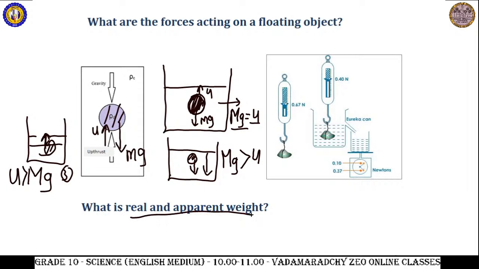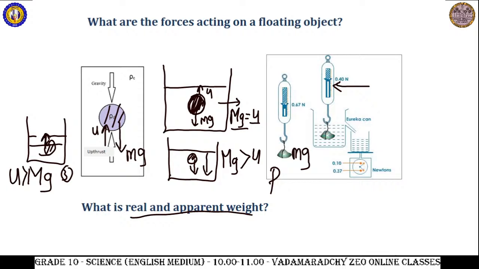There are two terms we are going to use, that is real weight and apparent weight. The real weight is the gravitational force acting on the object. But the apparent weight is the weight shown on the reading of the scale. The apparent weight is the weight shown on the Newton balance.